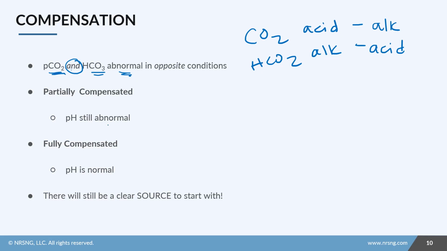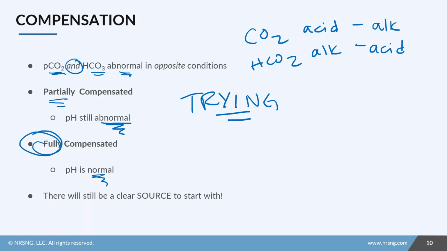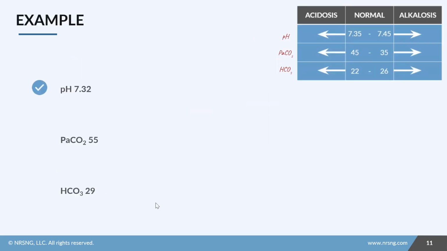So if we see that, but my pH is still abnormal, then we would say it is partially compensated. In other words, that other system is trying to fix the problem, but it hasn't quite fixed the problem yet. If we see that the pH is shifted all the way to normal, we would say that that's fully compensated. Even with full compensation, there's typically still a clear source to start with, so we do need to determine which one is the more likely source. So let's look at some examples.